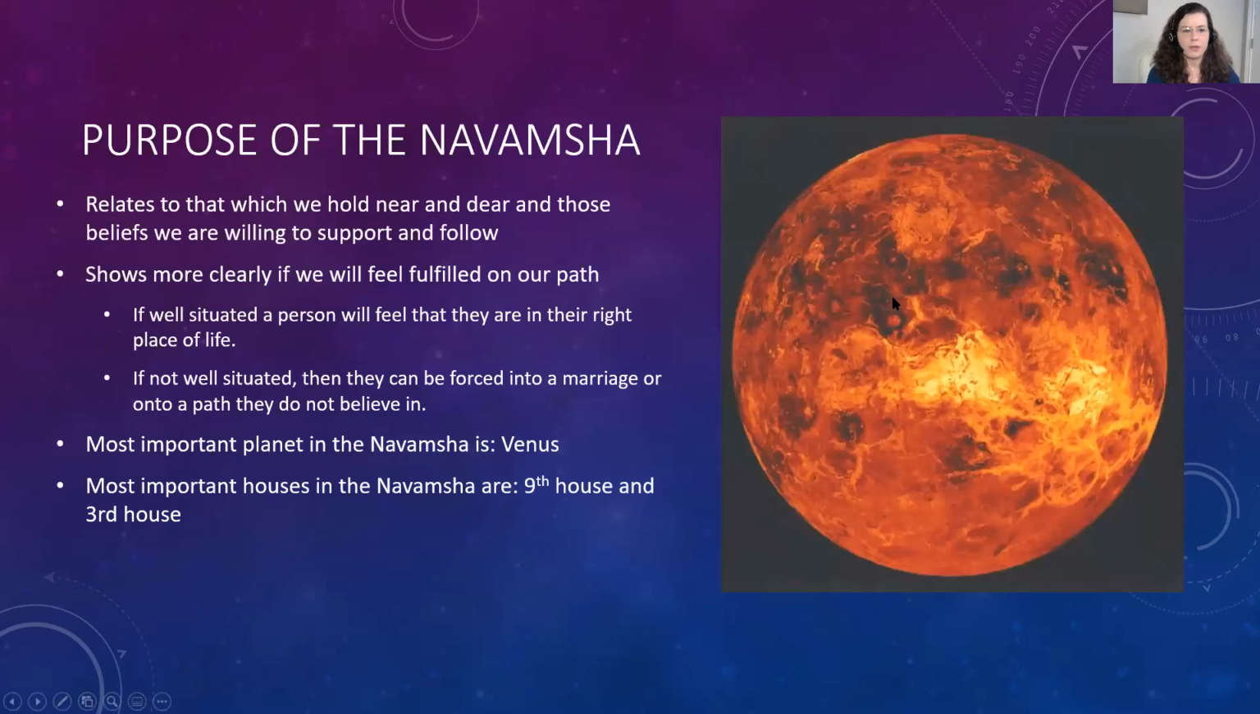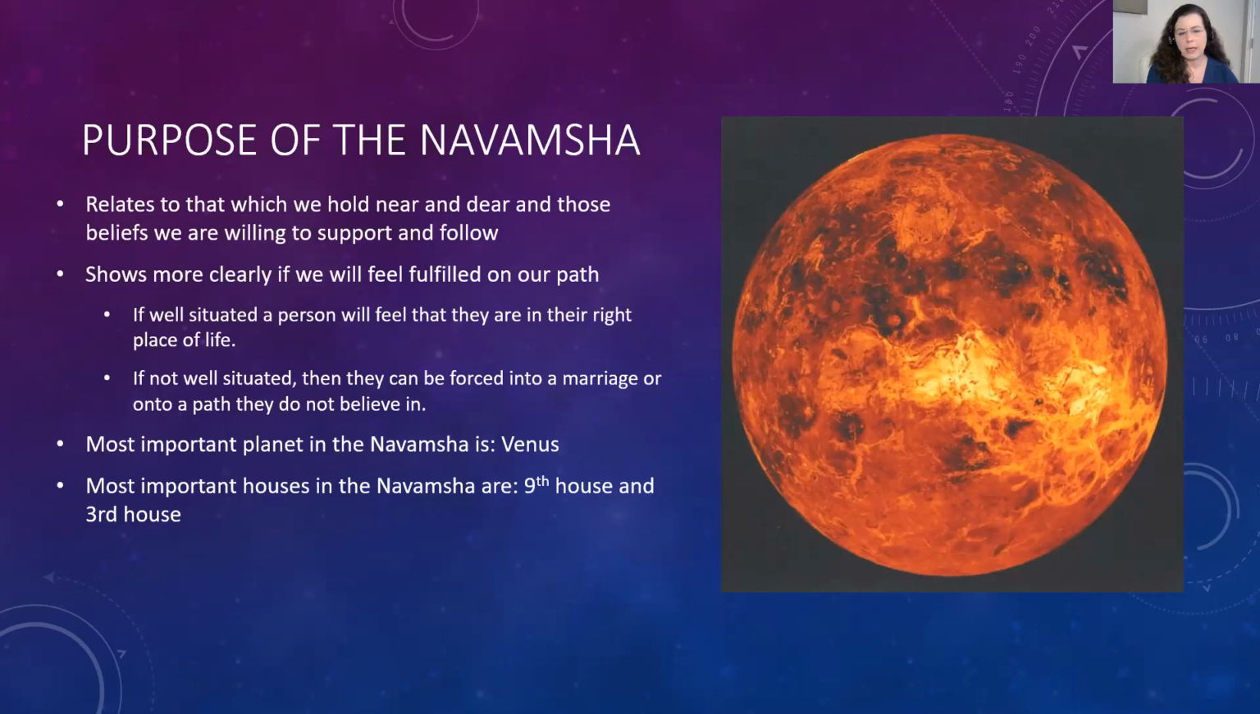What is the purpose of the Navamsha chart? It relates to that which we hold near and dear, and those beliefs that we're willing to support and follow. It shows more clearly if we will be fulfilled on our path. If the Navamsha is well situated, a person will feel that they are in their right place in life. If it is not well situated, then a person can feel that they are forced into a marriage or onto a path that they do not believe in.